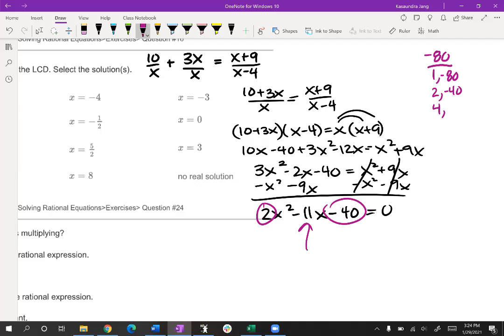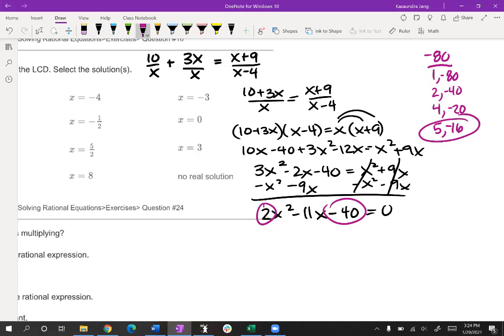Let's see, 4 times a negative 20. Okay, that adds up to a negative 16. We're getting there. We're getting there. Okay, so let's see, what else can go evenly into my 80? I'm thinking 5 times 16. All right, one of them positive, one of them's negative. 5 times negative 16 is negative 80, and okay, 5 and negative 16 add up to a negative 11.